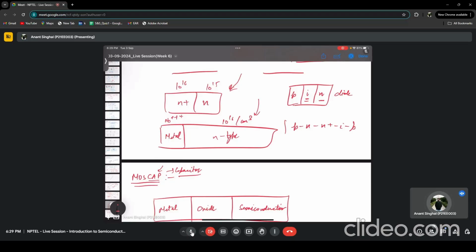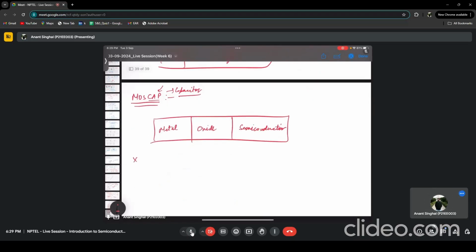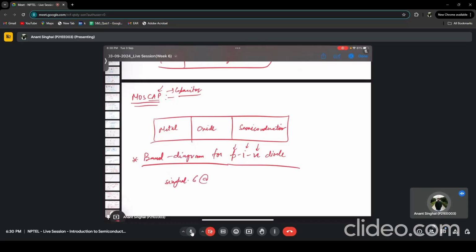So what I'll expect is, maybe for tomorrow, all of you should come up with a band diagram for this PIN diode only. P means P type, N means N type, and I means intrinsic. All of you should mail me the band diagrams at my mail ID before the class. So this is my mail ID. You can type it down.